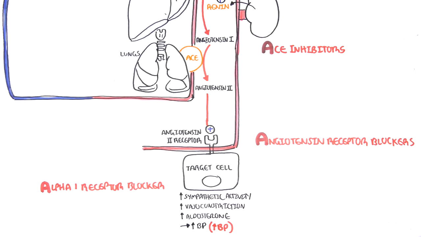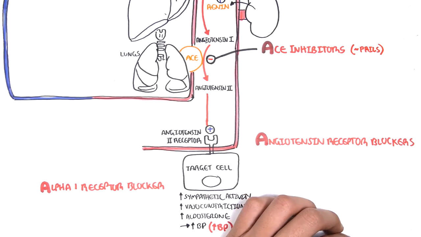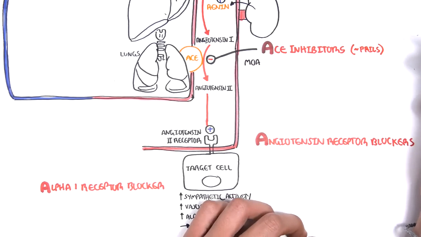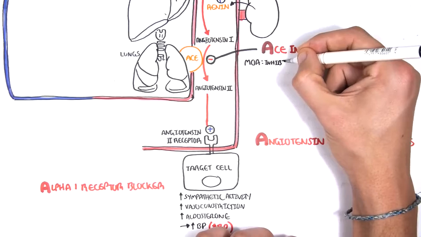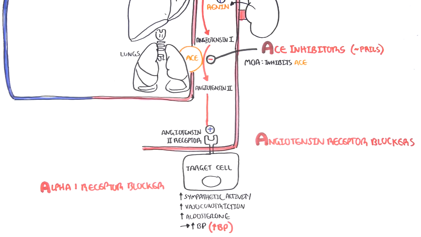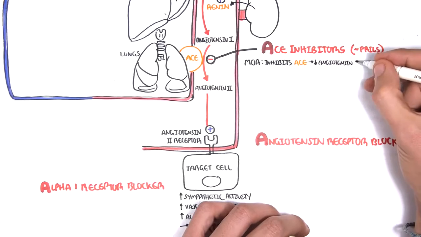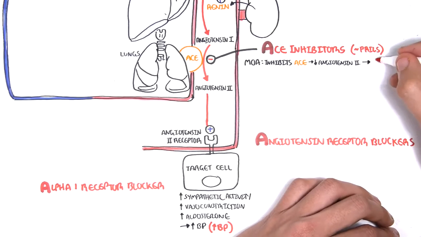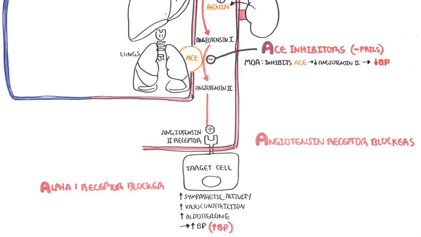ACE inhibitors, or angiotensin converting enzyme inhibitors, are a very common antihypertensive. These medications can be remembered by the ending -pril. For example, captopril and ramipril all usually end in -pril. The mechanism of action of ACE inhibitors is that they inhibit ACE, the membrane-bound enzyme, and so they inhibit the conversion of angiotensin 1 to angiotensin 2. Because you have less angiotensin 2, you will decrease blood pressure, because it's not working.